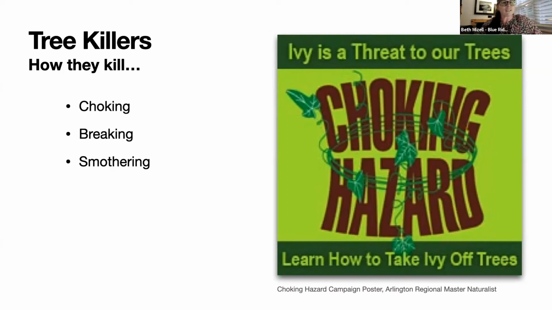First, invasive vines can choke trees. They wind around the tree, girdling it, cutting off its nutrients. Some examples of vines that do that are Japanese honeysuckle and invasive bittersweet. Invasive vines also can break a tree. The tree cannot support the excessive weight of the vine and breaks. Some of these invasive vines can get 4 to 6 inches in diameter, and that is a lot of weight that the tree has to support.